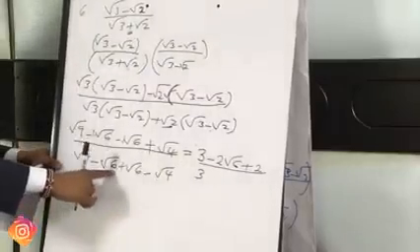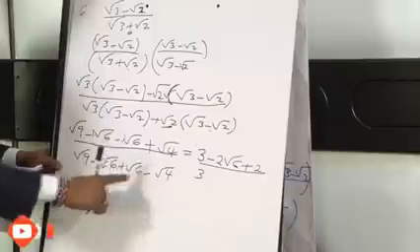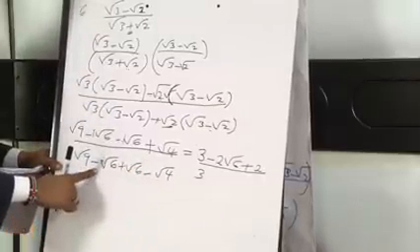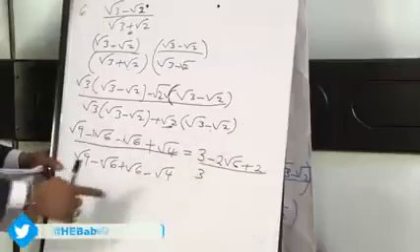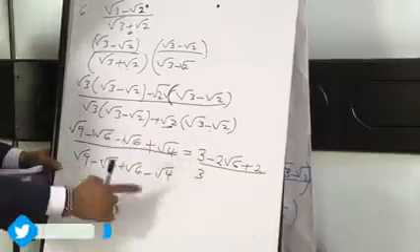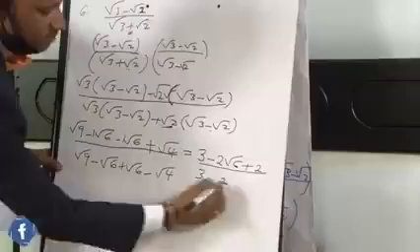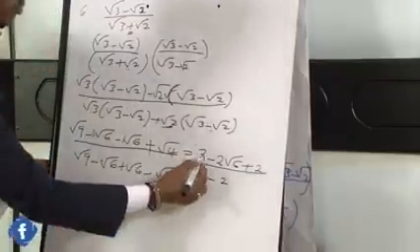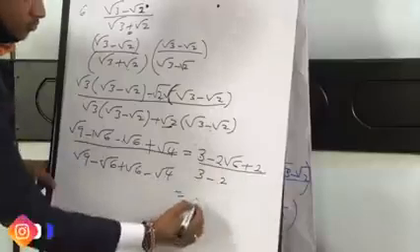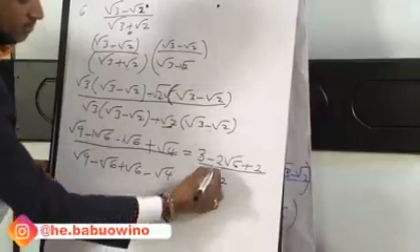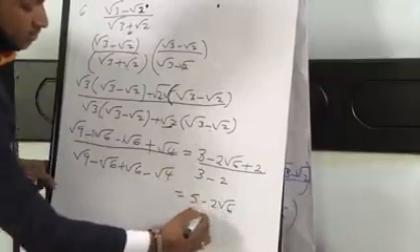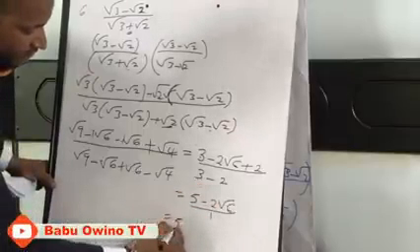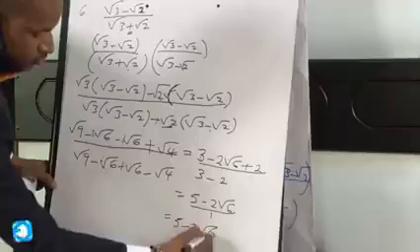Then minus root 6 plus root 6 is 0, so we don't write the 0. Then we have minus root 4. Root 4 is 2, so it is minus 2. From here we have 3 plus 2, you get 5 minus 2 root 6, divided by 3 minus 2, which is 1. So we have 5 minus 2 root 6.